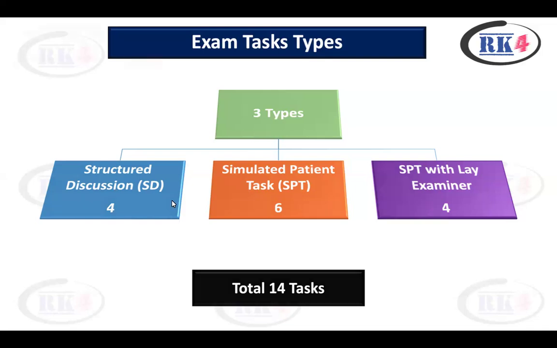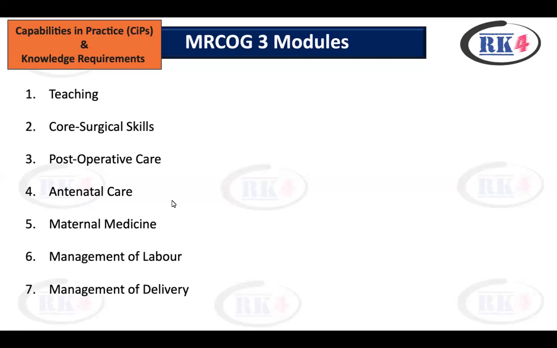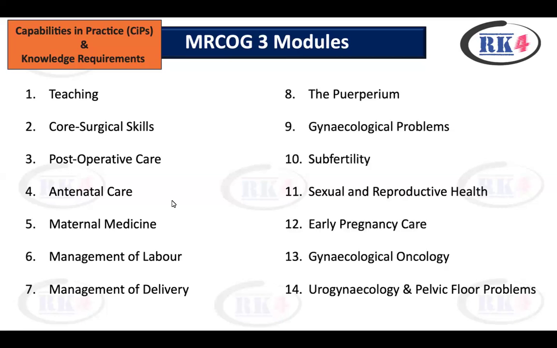So now let's talk about the modules, as I told you. The RCOG has updated the curriculum in 2019 and in August 2024. Now they call the modules capabilities in practice or knowledge requirements, but remember they are just different names for the same things. There are a total of 14 modules. On each task, one module is tested. They don't tell you which module it is. By reading the task, you have to identify which module it is from. I'll talk about some themes also, and tell you what the important things to do are.